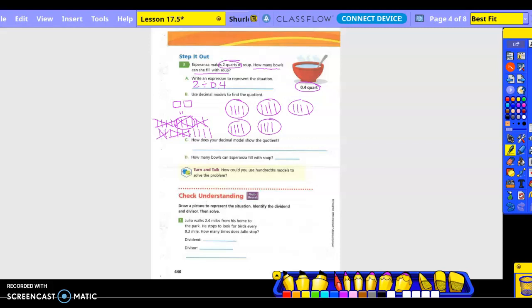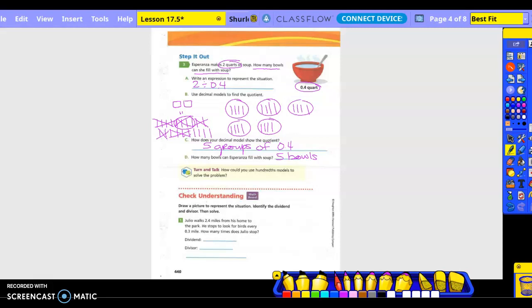So how does your decimal model show the quotient? So we had to do what? We had to do 5 groups of 4/10. And then so how many bowls can Esperanza fill with soup? 5 bowls.